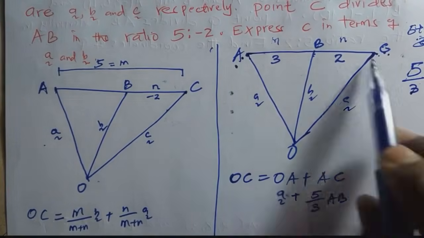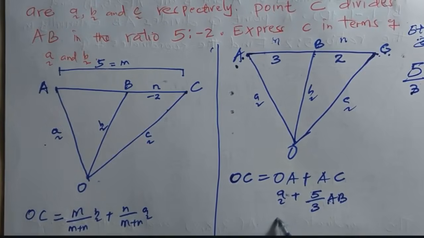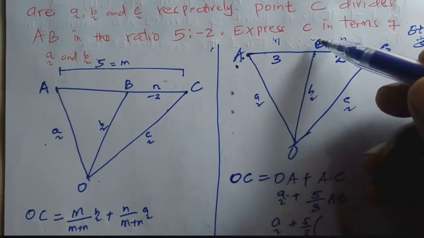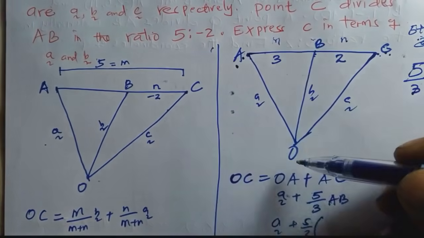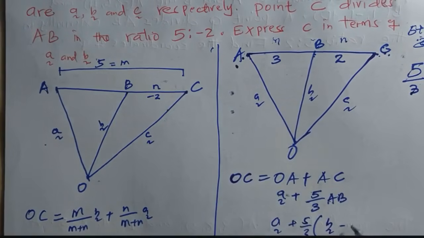So AC is 5 over 3 AB. Now A plus 5 over 3, you need to get AB. How do you get AB? AB is equal to AO plus OB, which is B minus A.